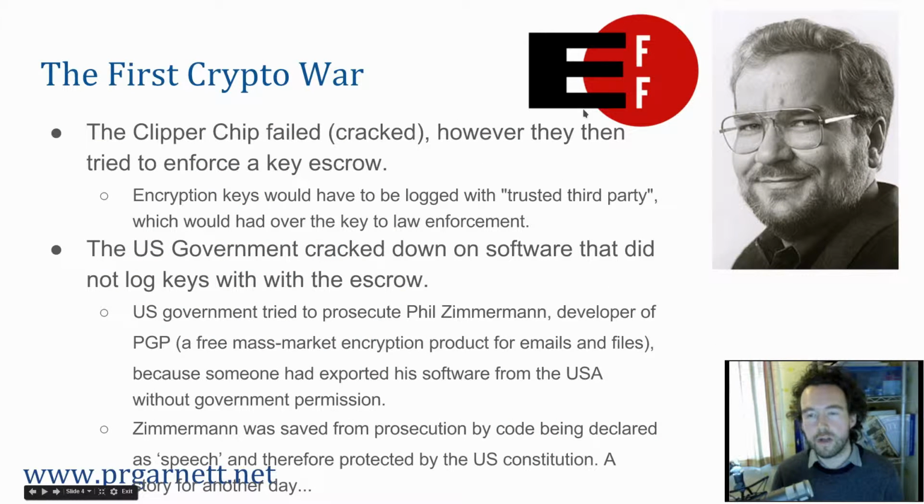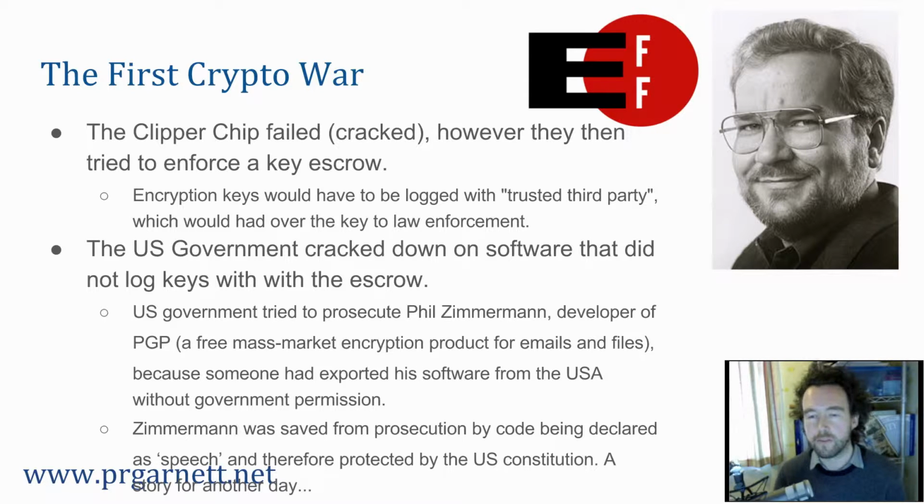Of course, like pretty much all weakened encryption, the Clipper chip was a failure. It was cracked. So the government in the US then tried to enforce a system known as key escrow. What that meant was that encryption keys used in software would have to be logged with a trusted third party, and that third party would hand over the keys to law enforcement if requested. At the same time, the US government cracked down on software that didn't log its keys with the escrow.